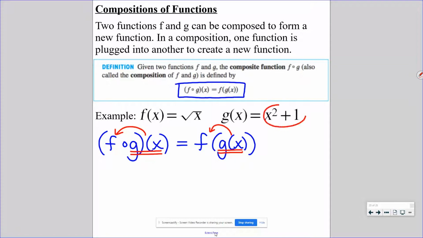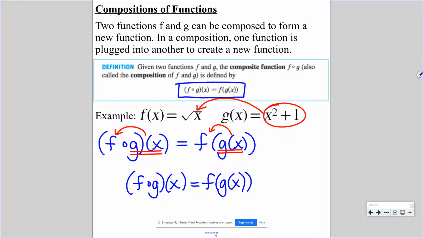So I'm going to take g of x, which is x squared plus 1, and plug it into the other equation for x. Okay, so f composed with g, also known as f of g of x, would be equal to x squared plus 1 going into the other equation in place of x. There's your answer. It would be radical x squared plus 1.